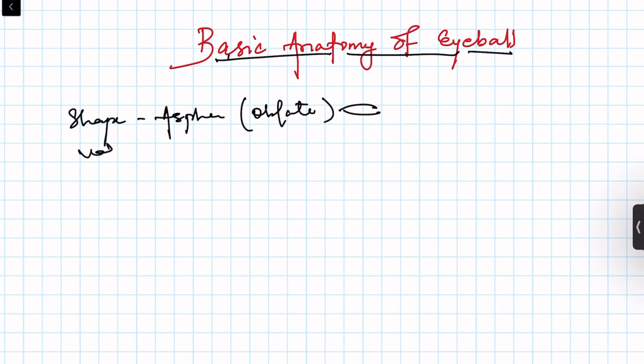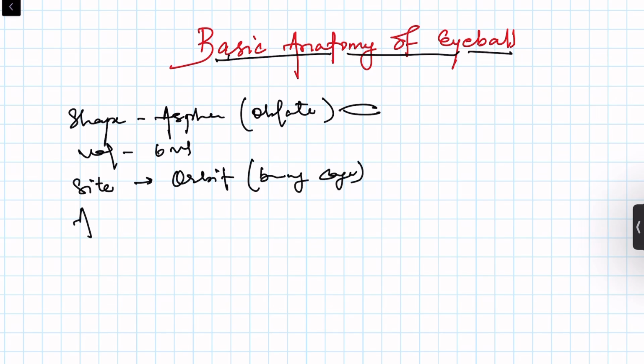Then coming to the volume, it is 6 ml, and the site: the eyeball is present inside the orbit. And what is that? The bony cage in the skull. Now axial length, what do you mean by this axial length? Axial length means the anterior posterior diameter, which is around 24 mm, which is equal to 2.4 centimeters. So this is all about the structure of the eyeball.